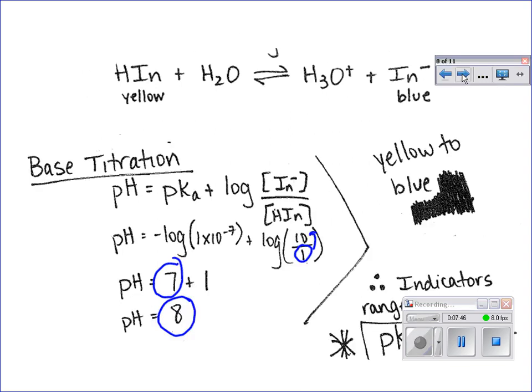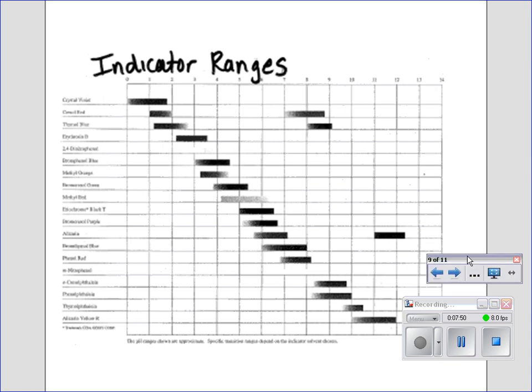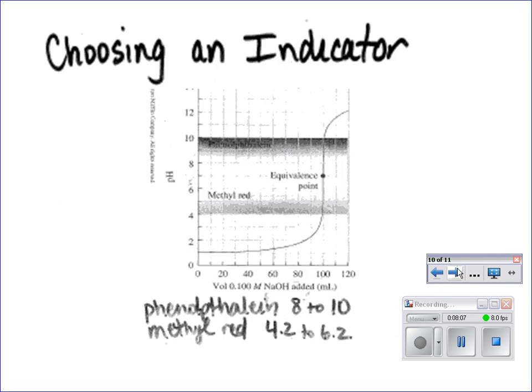So one little thing that might be an issue is choosing indicators that work. And it gets confusing, but you have to be able to decide what indicators are best for what titrations. You do not obviously need to memorize this. This is just showing you different indicators that exist and what pH ranges their color change is occurring at. So here's an example.